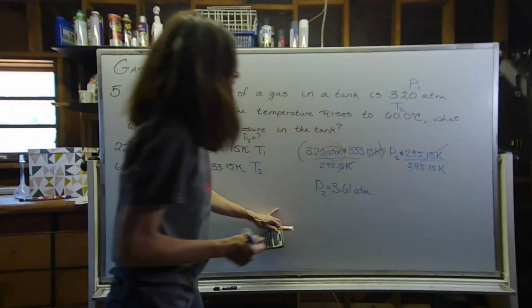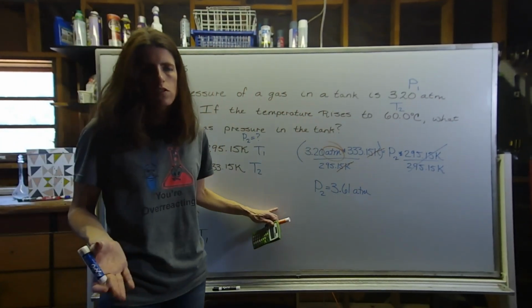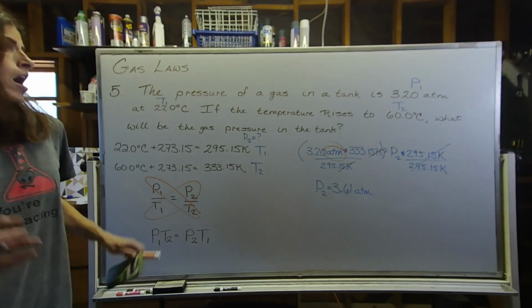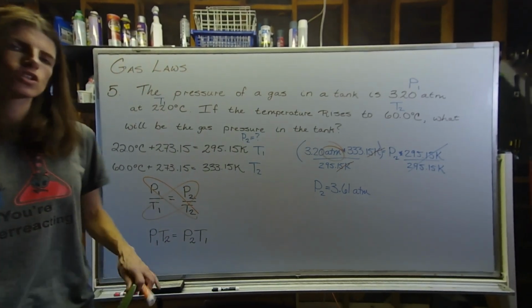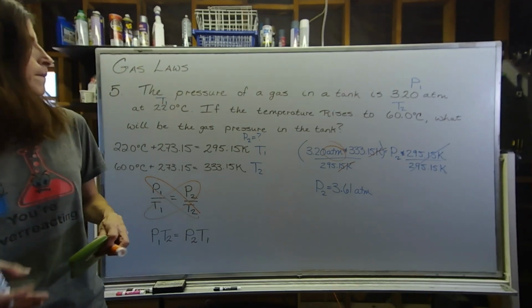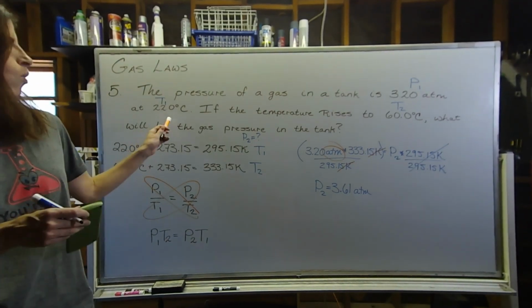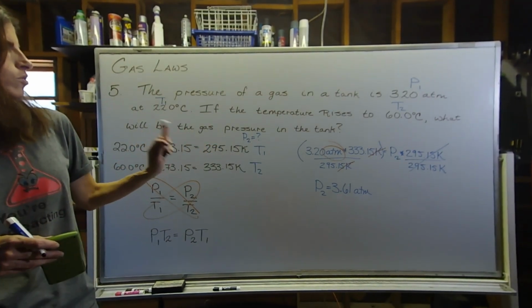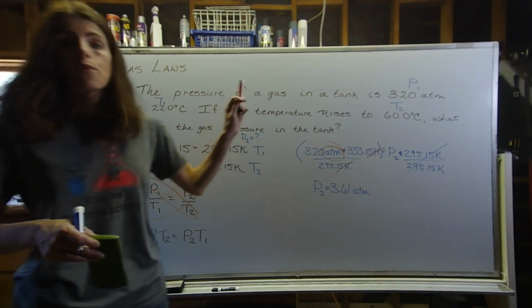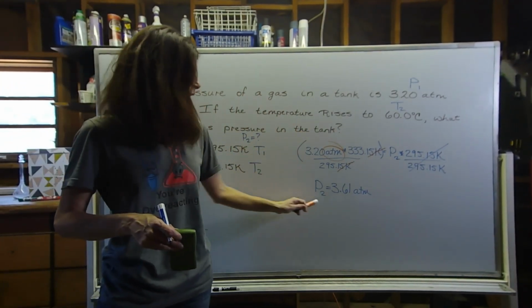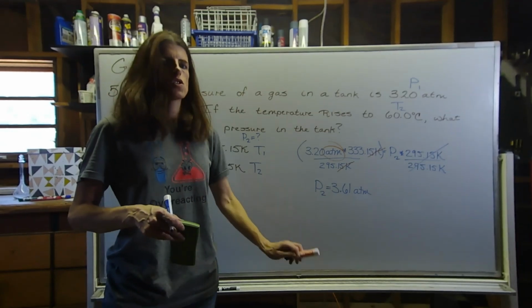I left it at 3 sig figs because everything else was 3 sig figs. Always do that mental check. We know it's a direct relationship. Temperature did go up from 22 to 60. So did pressure also go up? Pressure started at 3.20 and went up to 3.61. So it looks good.